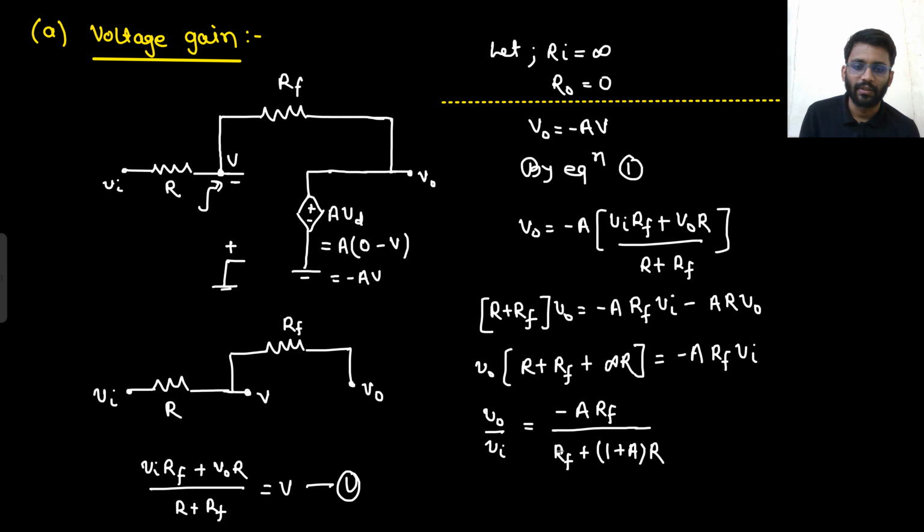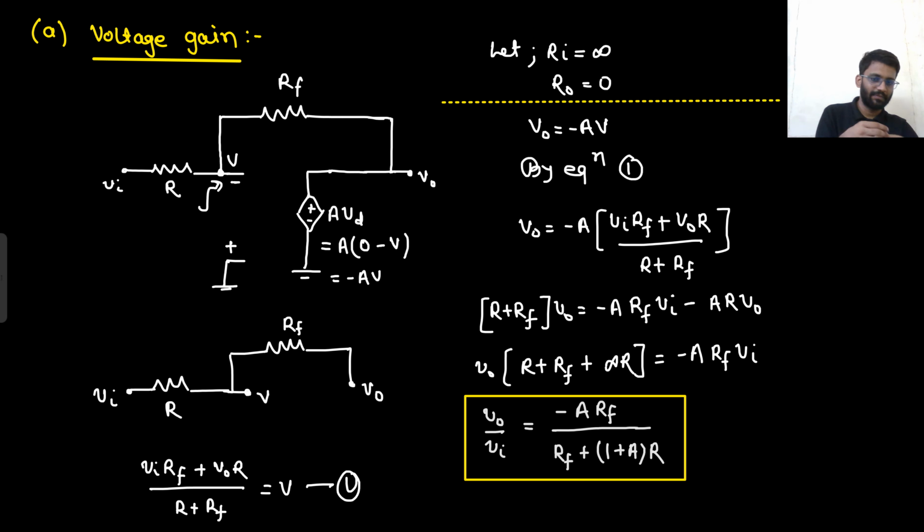So in the examination, they can give you the value of A, RF and R, and then they can ask you the voltage gain. Are you getting this point? They can give you the value of A. They will not say that your OpAmp is ideal. They will just say that your gain is A equals 10 to the power 3 volt per volt.